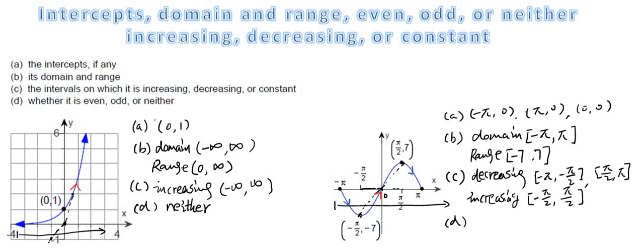So that means this curve is symmetric with respect to the origin. So the curve, or the function, is an odd function. Odd function, because it's symmetric with respect to the origin.